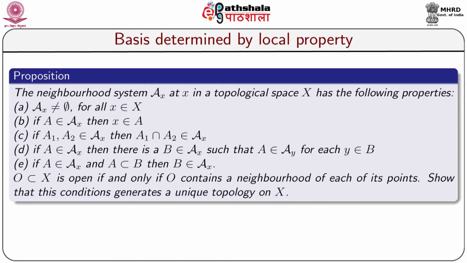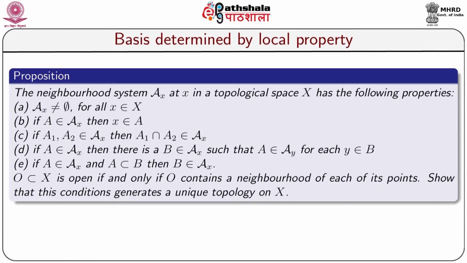Proposition: the neighborhood system 𝒜_x at x in a topological space X has the following properties, where neighborhood system means the collection of all neighborhoods of a point x. First one, 𝒜_x is non-empty for all x belonging to X. Number 2, if A belongs to 𝒜_x, then x belongs to A. Number 3, if A1, A2 belong to 𝒜_x, then A1 intersection A2 belongs to 𝒜_x.